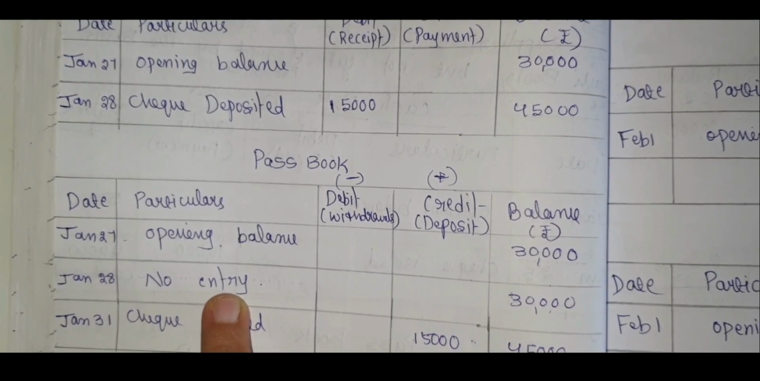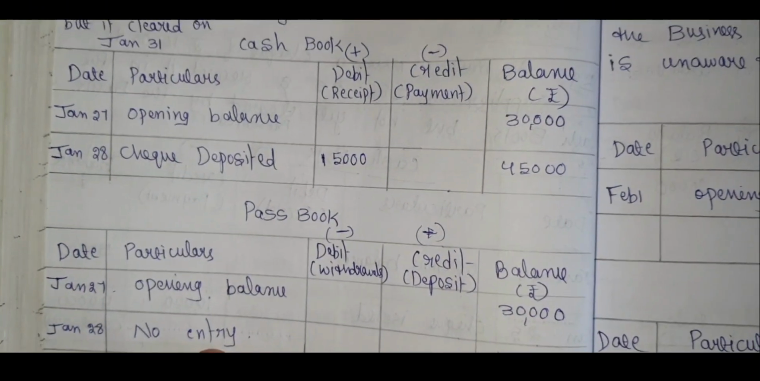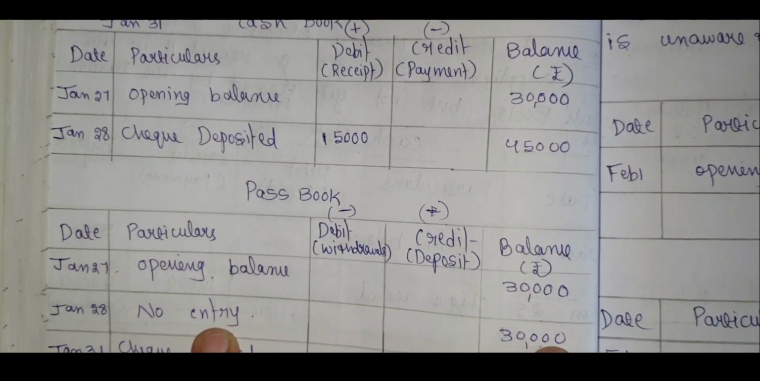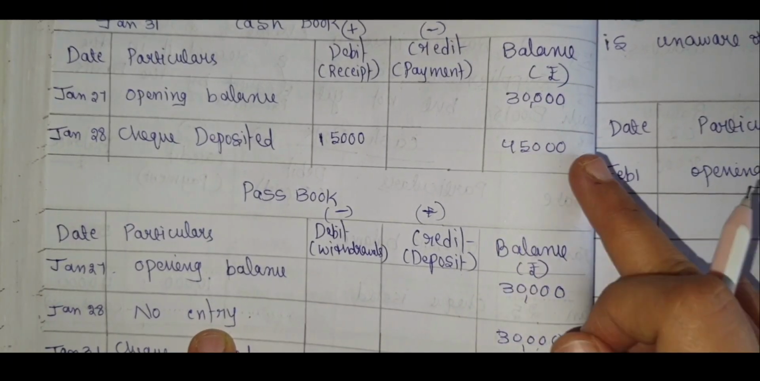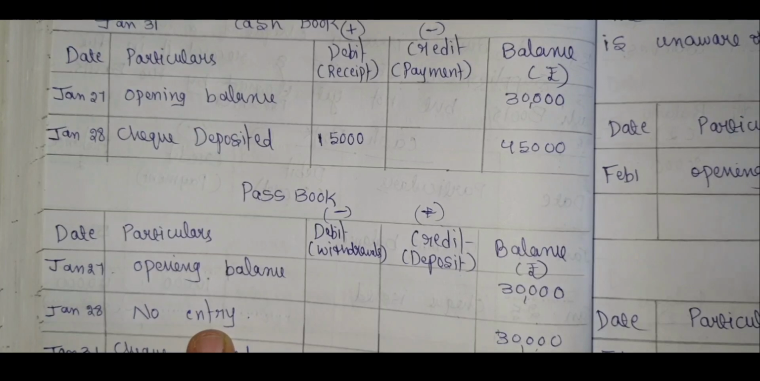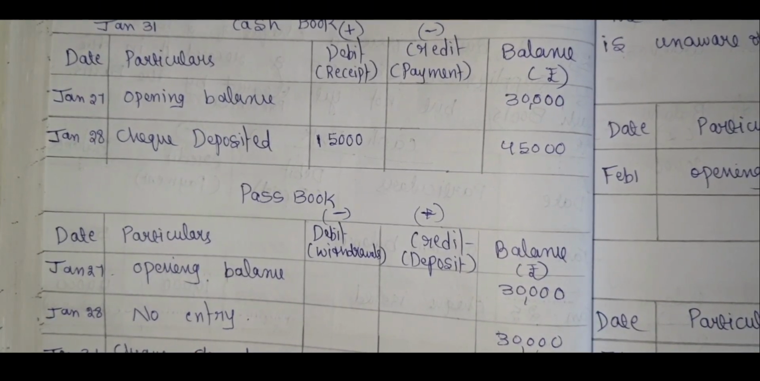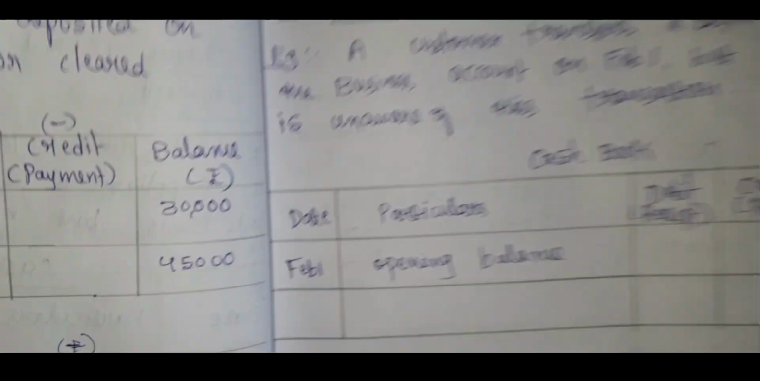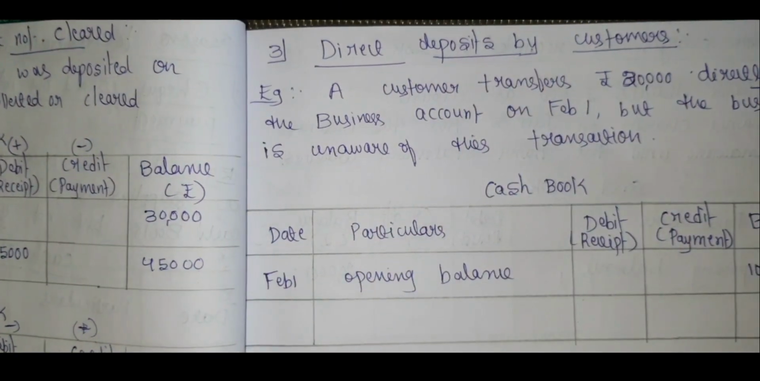Okay, this is the comparison of cash book and passbook in the second situation. Cash book balance is more than passbook balance, that is rupees 45,000. So the difference is rupees 15,000, but on Jan 31st the check is cleared. Okay, so this is the second situation. Now we will see the third situation, that is direct deposits by customers.